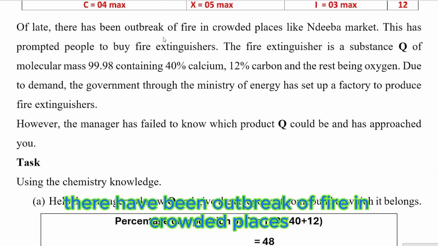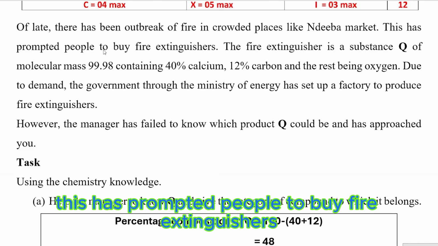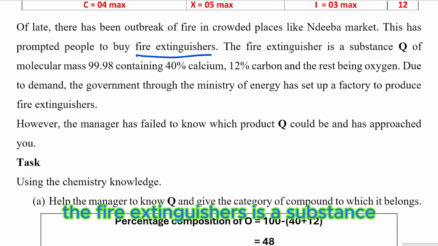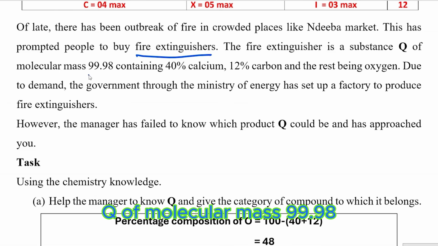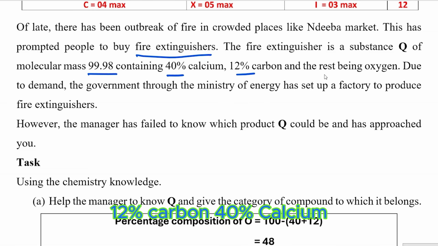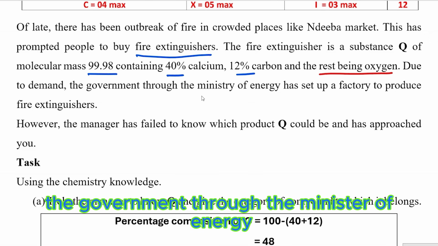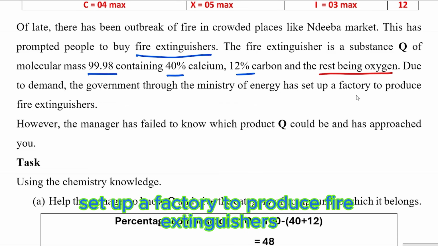Of late, there have been outbreaks of fire in crowded places in Endeavour. This has prompted people to buy fire extinguishers, so we underline that. The fire extinguisher is a substance Q of molecular mass 99.98, 12% carbon, 40% calcium, then the rest is oxygen. So we must calculate the percentage of oxygen. Due to the demand, the government through the Ministry of Energy has set up a factory to produce fire extinguishers.